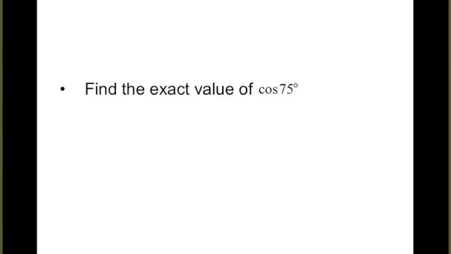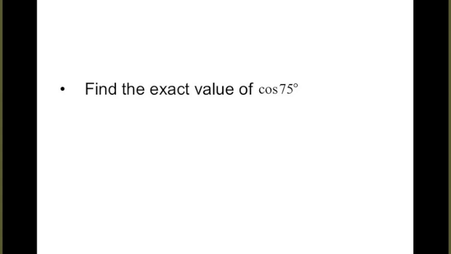So what we're going to be doing is looking for an exact value. That means we don't want to just plug this in the calculator. We could plug cosine 75 in the calculator, but it's going to give us some big messy decimal. We want our exact answer, the perfectly precise answer, which means that it will likely have some square roots in it. And we're trying to find it here for 75 degrees.